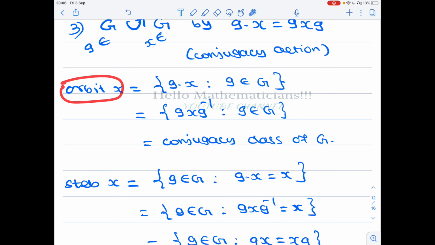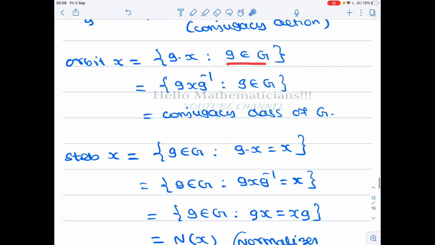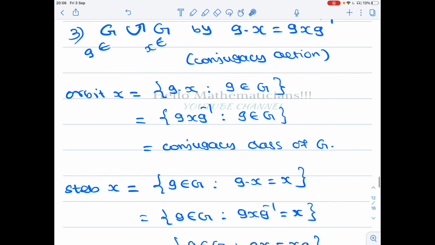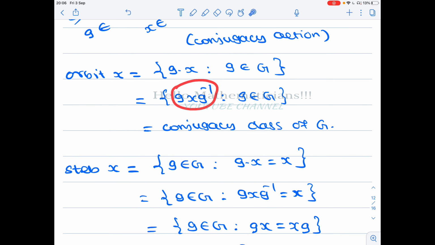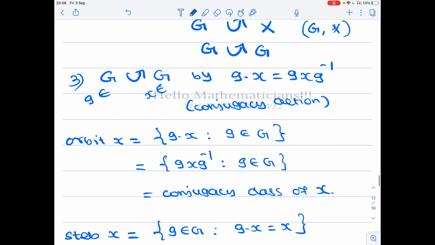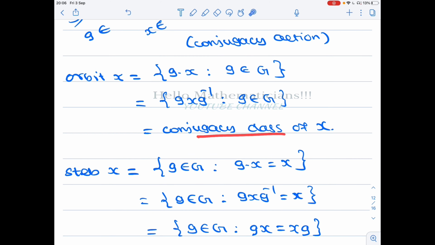Again we calculate the orbit of an element. So I take x belonging to this set G; this is my group G, this is my set G. The orbit of x equals the set of all g dot x such that g belongs to G. By definition, how is the multiplication defined for a group element and a set element? It is g x g inverse. So the set of all g x g inverse such that g belongs to G is precisely the conjugacy class of the element x. Therefore, under the conjugation action, the orbit of an element is nothing but the conjugacy class in G.